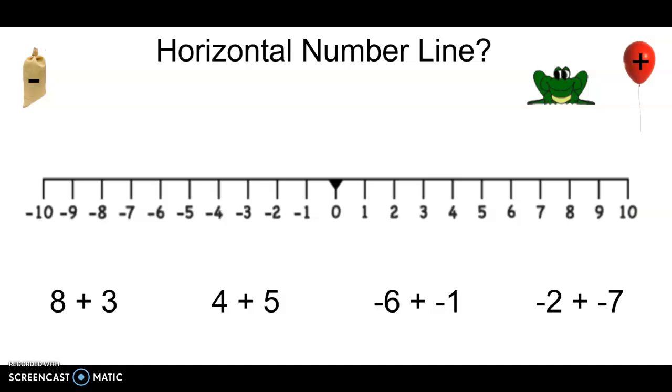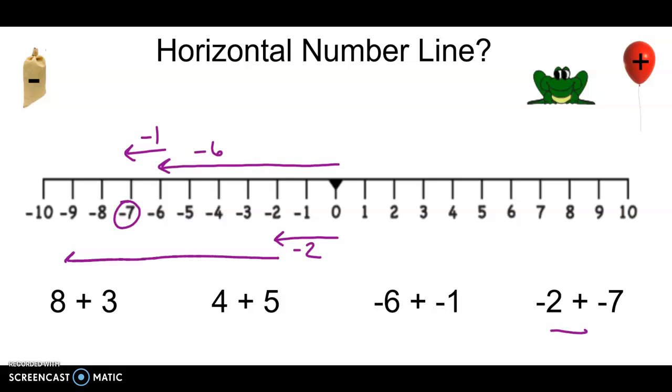If I have negative 6 and negative 1, right? 6 sandbags would take me to here. 1 more sandbag would take me further down. And I end up at negative 7. Or how about the last one? Negative 2 and negative 7. So 2 sandbags, 7 sandbags, and I can see I end up here at negative 9.